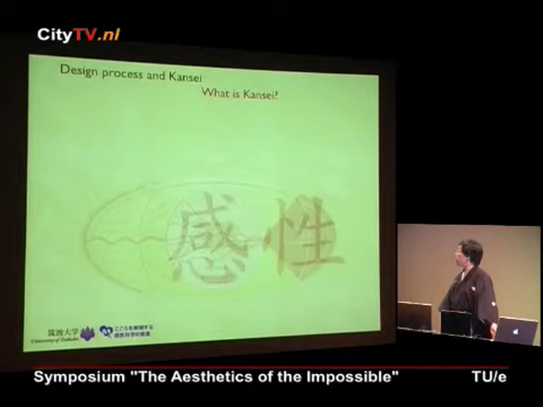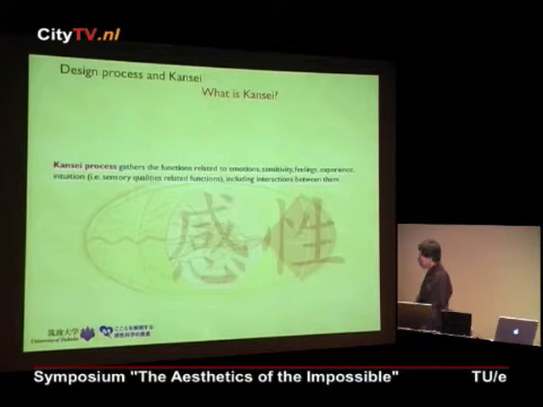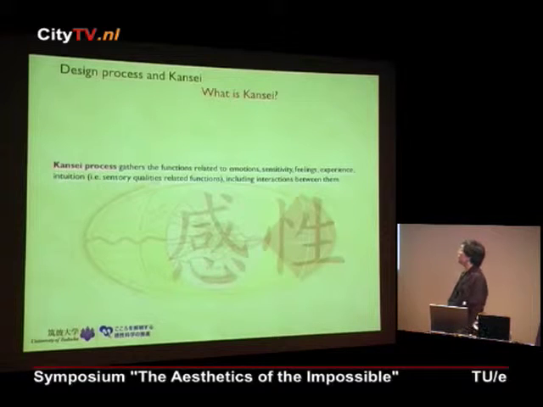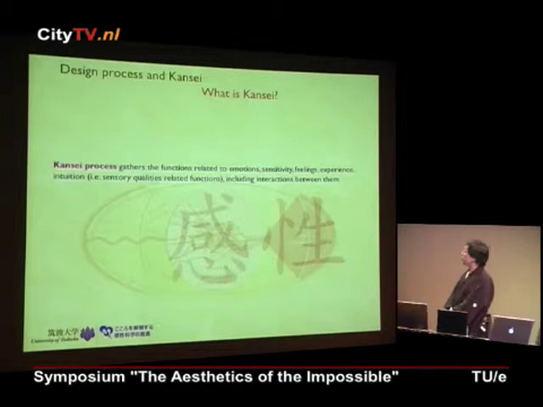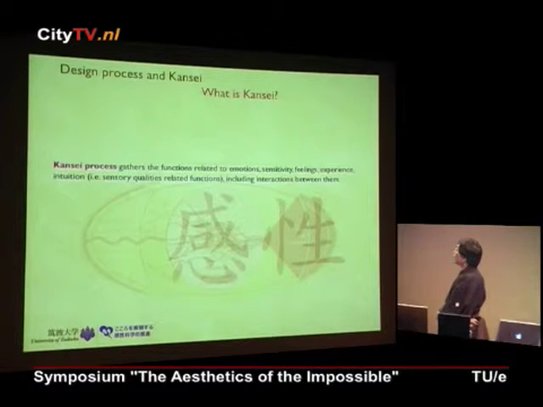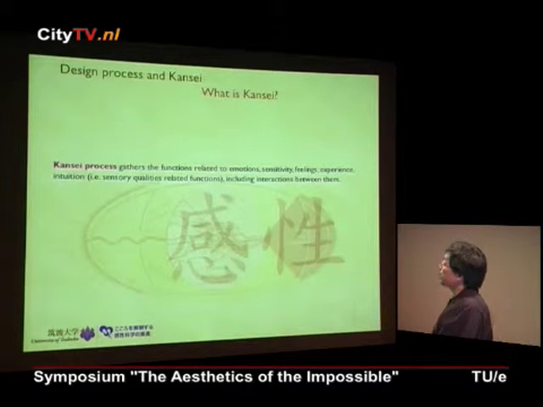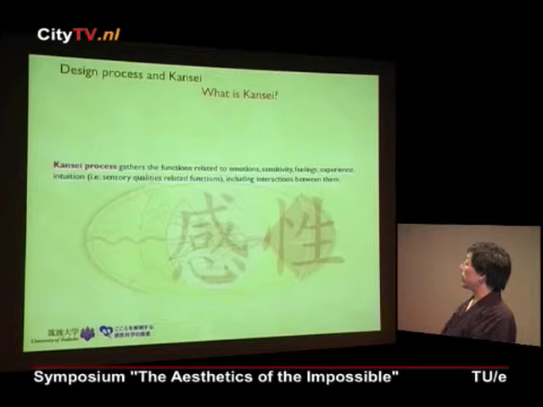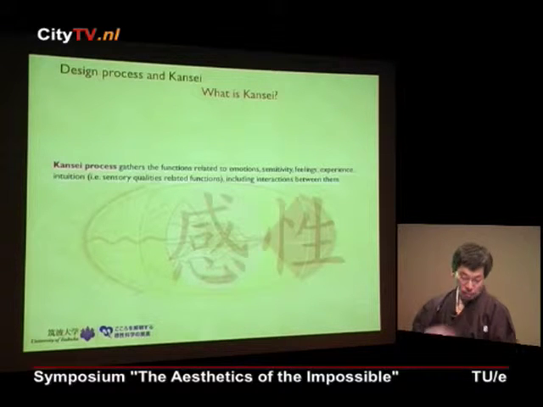So we always know we have to have the definition. Before defining kansei, I will describe how we use it. There is a kansei process. It gathers the functions related to emotion, sensitivity, feelings, experience, intuition, for example sensory qualifiers and related functions, including the interaction between them.